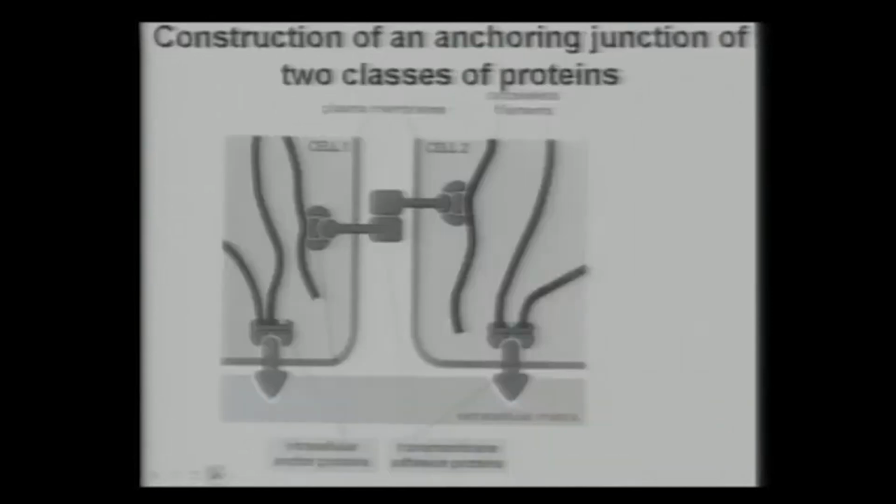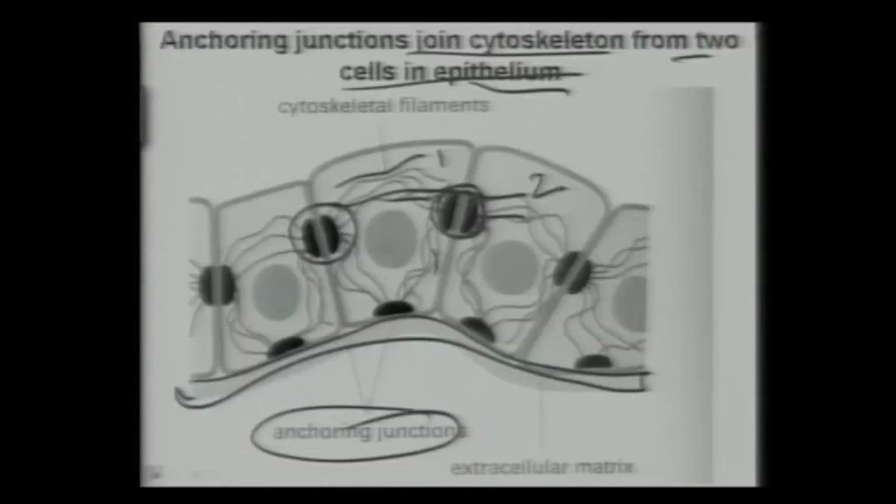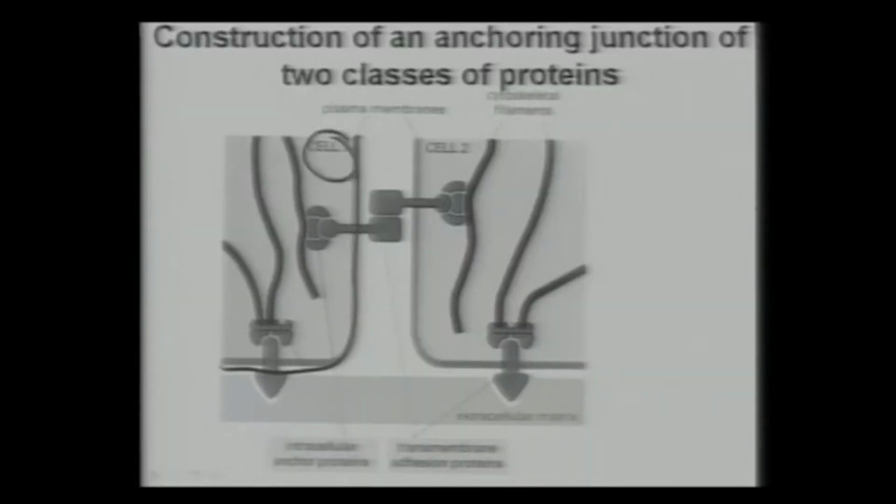Now this is the condition when two cells are connected to each other as in epithelium. But when the two cells are separated from each other, like the way it is shown here, this is cell 1 and this is cell 2, and this is the plasma membrane, which is the cell membrane. Now you have the cytoskeleton filaments here, the green one and the red one, and you have the intracellular anchor proteins, and you also have transmembrane proteins.